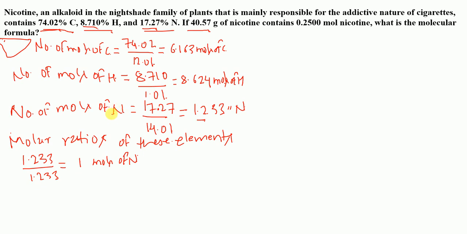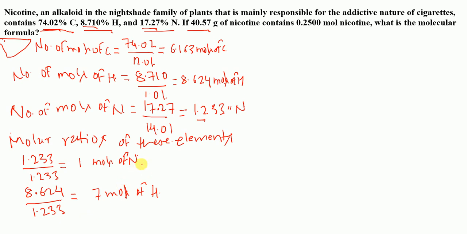And another is this one, 8.624. So 8.624 divided by 1.233, what will that number be? That number will be 7 moles of hydrogen. And finally we will calculate the number of moles of carbon.